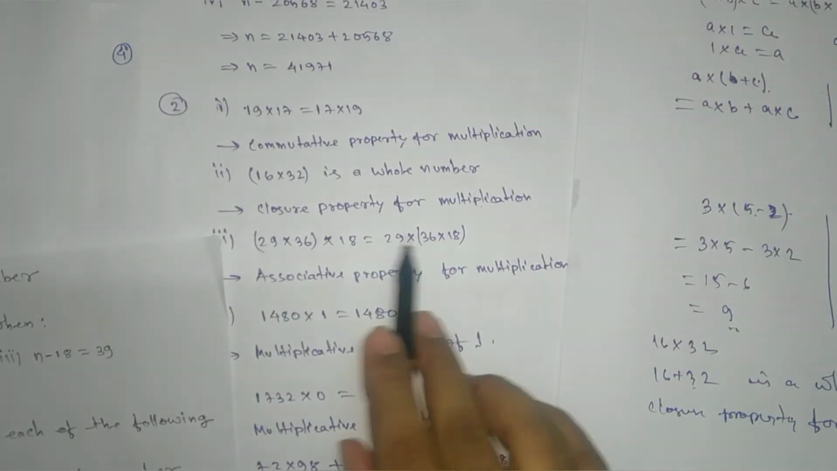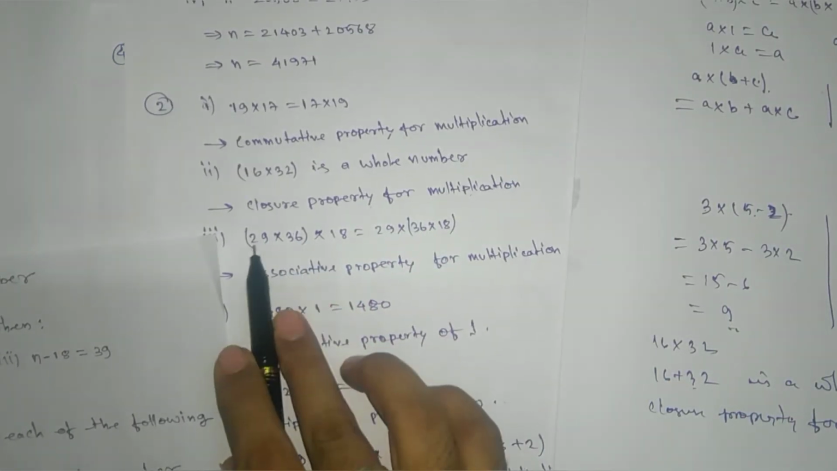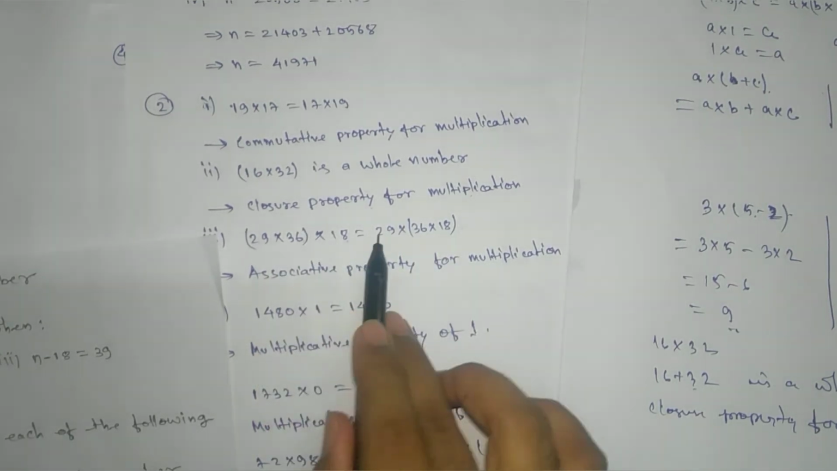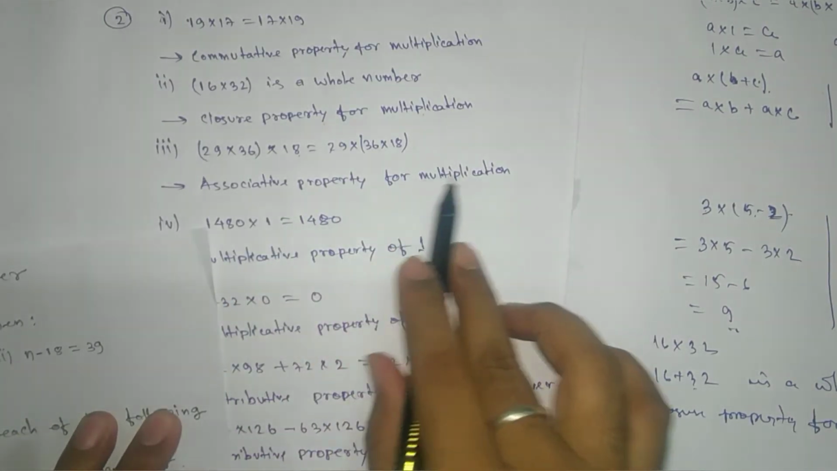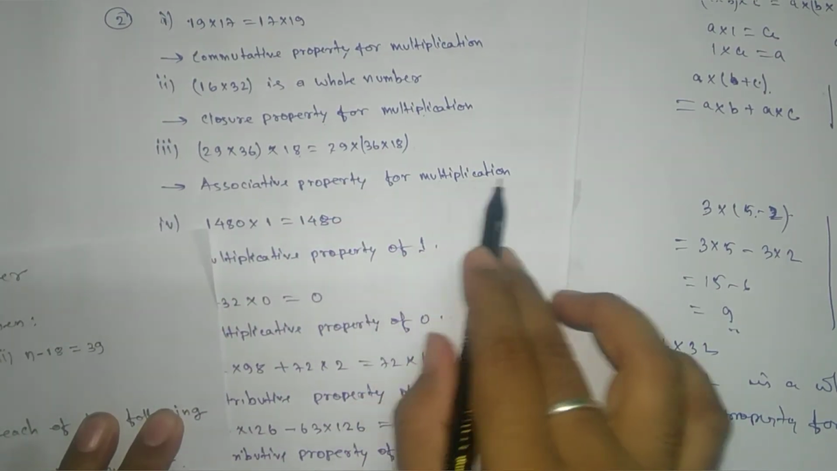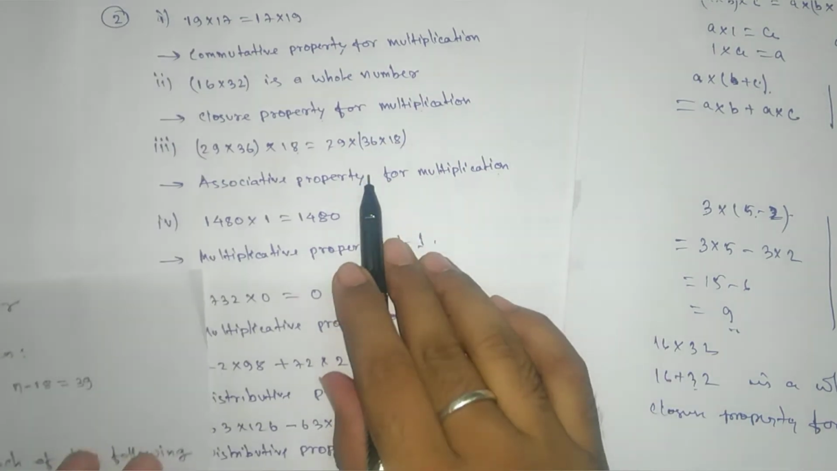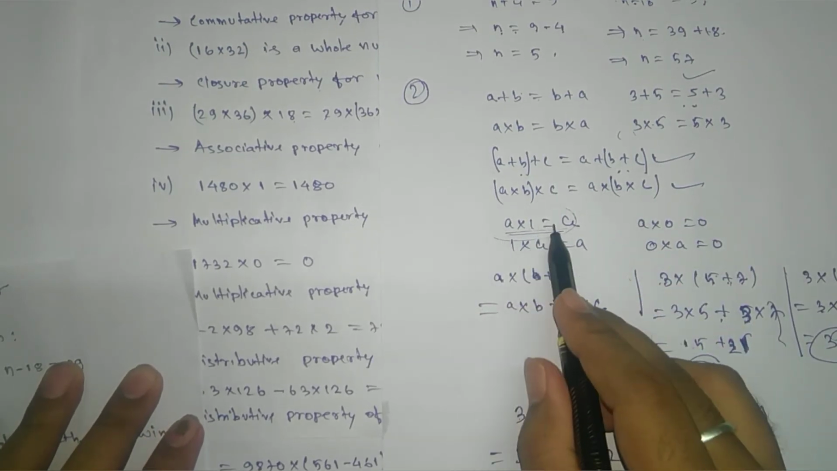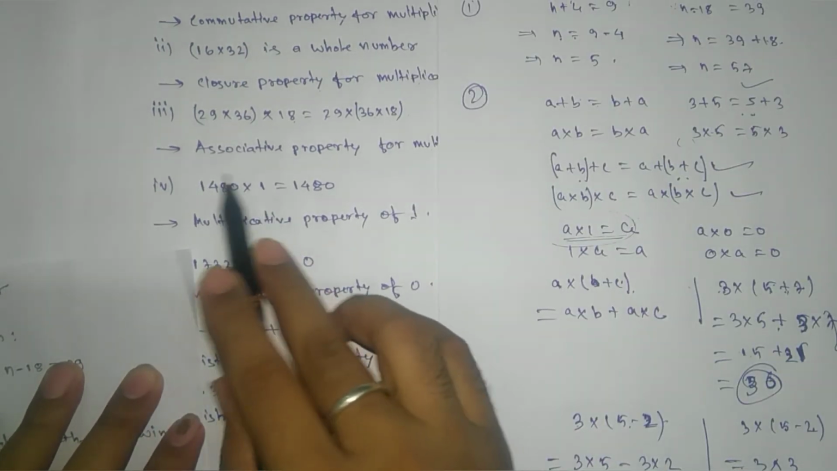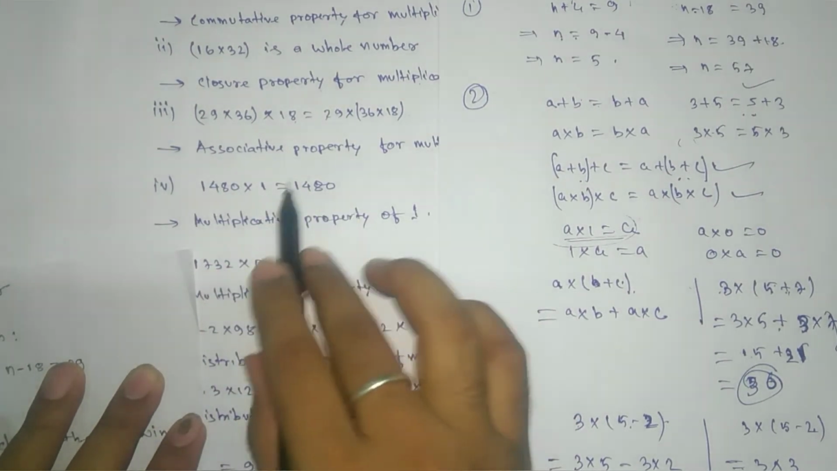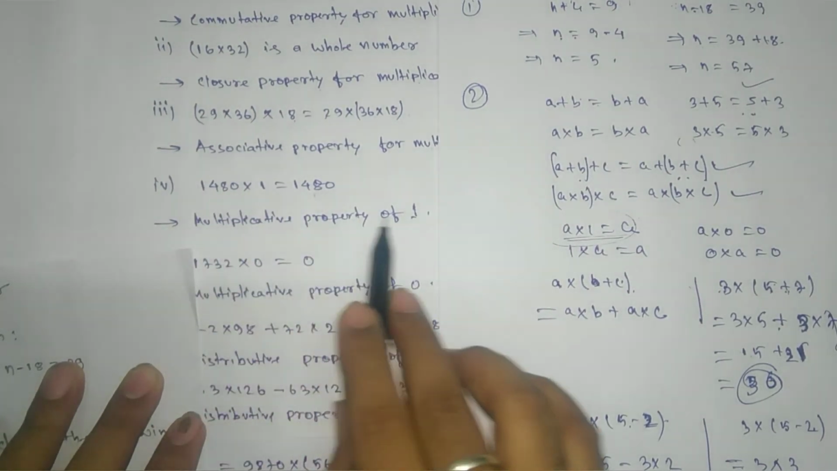Similarly here, there's a multiplication symbol, a into b into c, a into b into c. So here the multiplication symbol is there, so associative property for multiplication. And if you see a plus symbol, then we need to write addition. Only that much change would be there. Now see what we have already discussed about the multiplicative property of 1. That means if you multiply any number with 1, you will get the same number. That is the multiplicative property of 1.